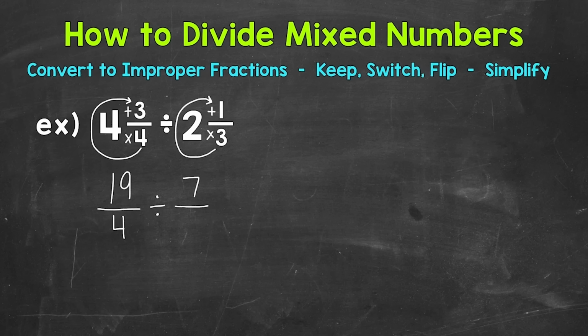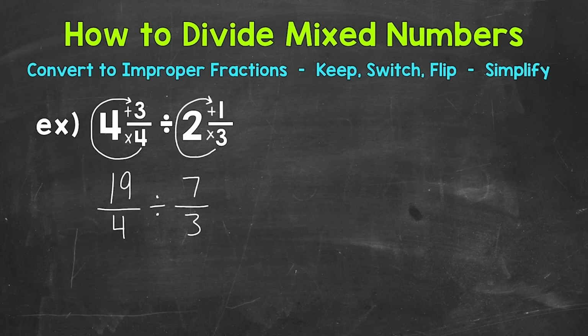That's our numerator, and then keep the denominator of 3 the same, so 7/3. 19 fourths is equivalent to 4 3/4, and then 7/3 is equivalent to 2 1/3. So we're not changing the value of the problem at all when we convert to improper fractions. Mixed numbers and improper fractions are equivalent, they're just in different forms.